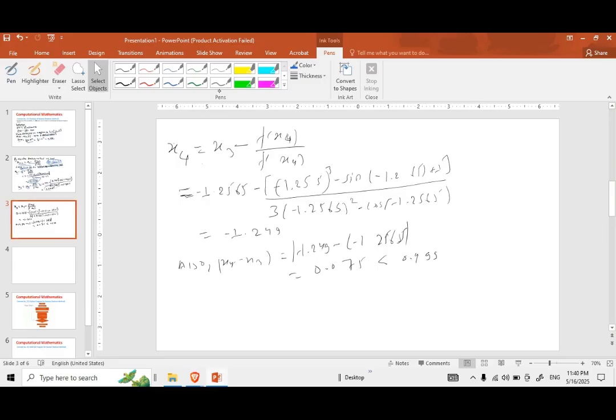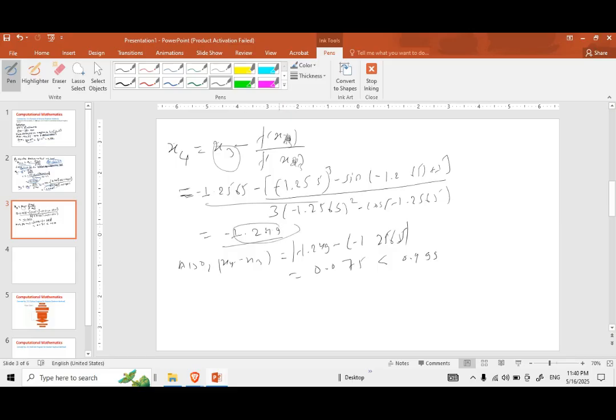Now x4 = x3 - f(x3)/f'(x3). After putting the value of x3 here, where x3 takes the place of x2, after calculations we will get -1.249.